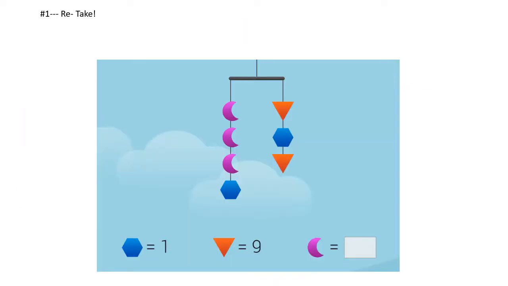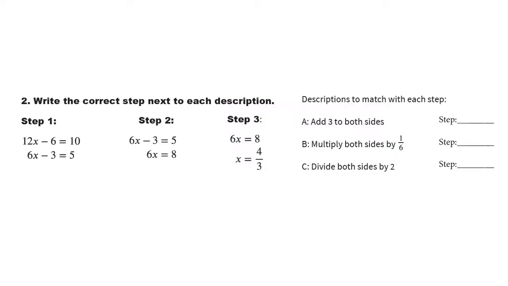If you got number 1 wrong on the test, this is the problem you need to complete on a separate sheet of paper. Number 2, if you got number 2 wrong on the test, I'm going to complete number 2 and tell you how to solve it. So the first thing I need to do is go through each step and try to figure out what's happening.